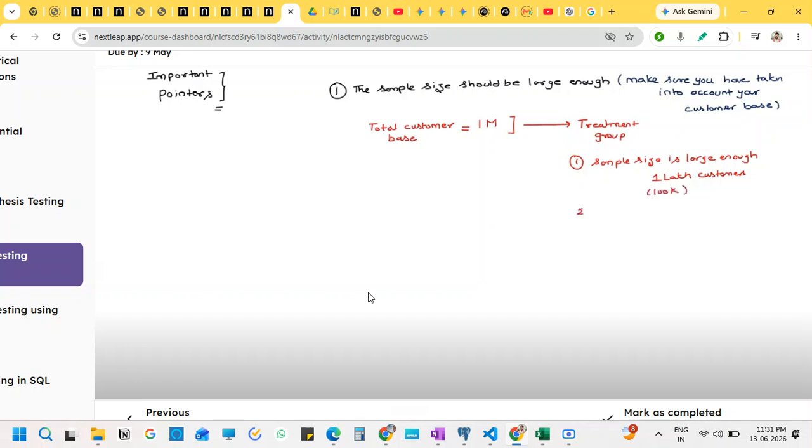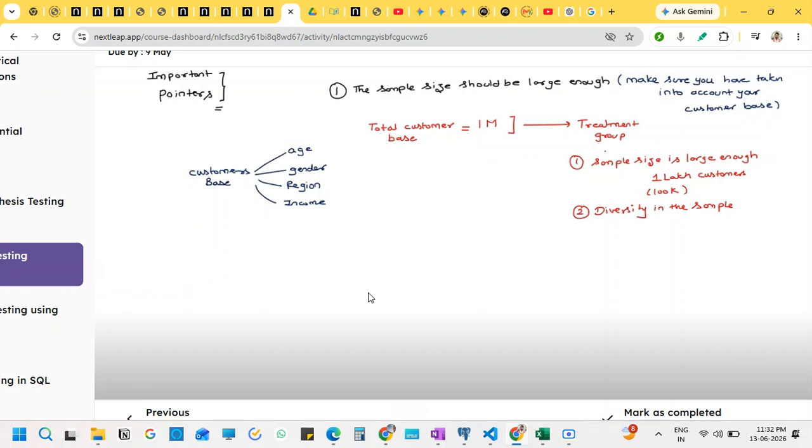100,000. Second one is diversity in the sample, which I have already stated. Since you are dealing with customers, your customers would be from various age groups, various genders, various regions, various income levels, right? So there will be multiple customer personas in your customer base. This is your customer base. Also, it will be according to products also.